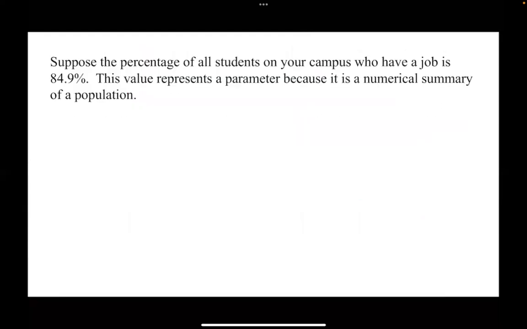Okay, suppose that the percentage of all students on our campus who have a job is 84.9%. This is a parameter, because it's a numerical summary of a population. I'm going to give you both statistic and parameter on the same page in just a second. So because this is a population and I'm giving a numerical summary of the population, this is called a parameter. You will be required in your homework, and I'm thinking probably on the test, which is still a few weeks away, to tell the difference between a parameter and a statistic.